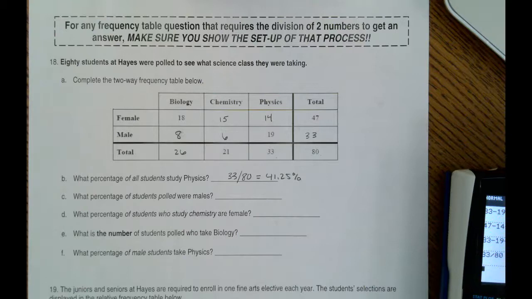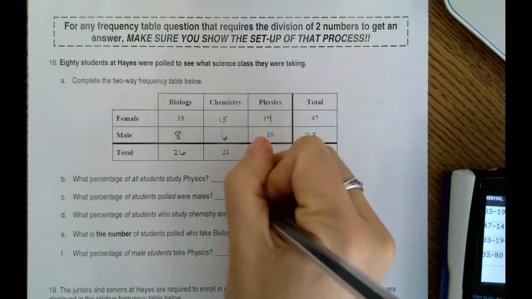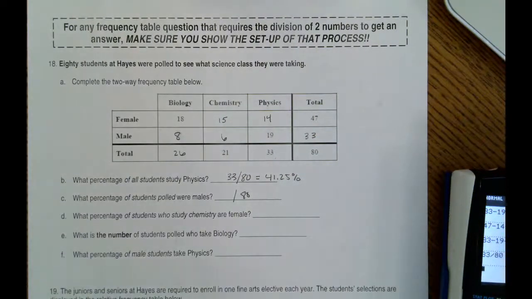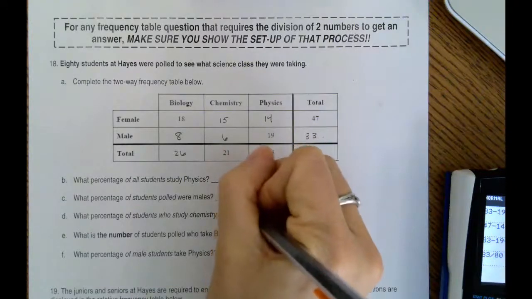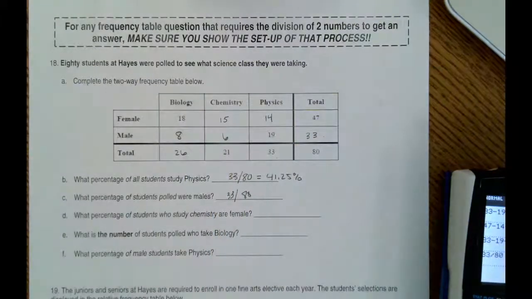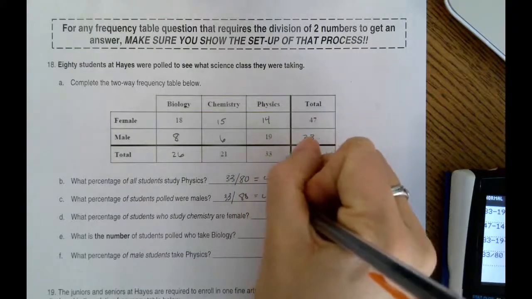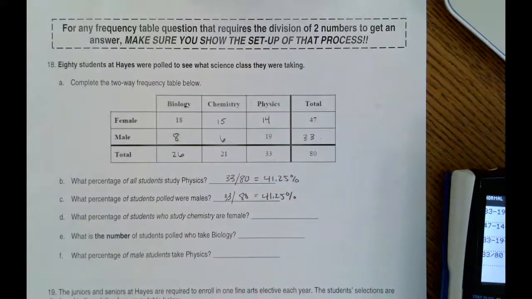Okay, part C, it says what percentage of students polled were males? Well, again, all students is 80, and the number of males was 33. And we just did 33 divided by 80 for our last one, which is 41.25%.